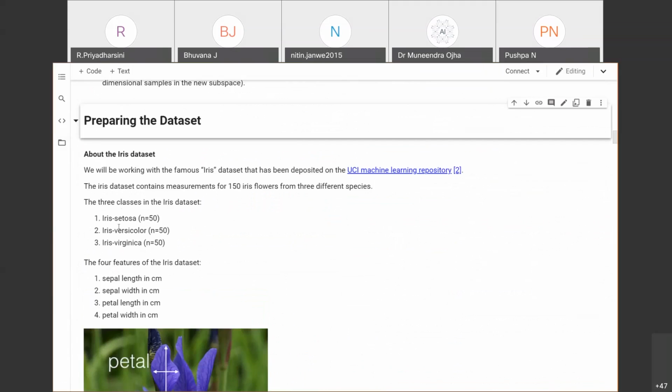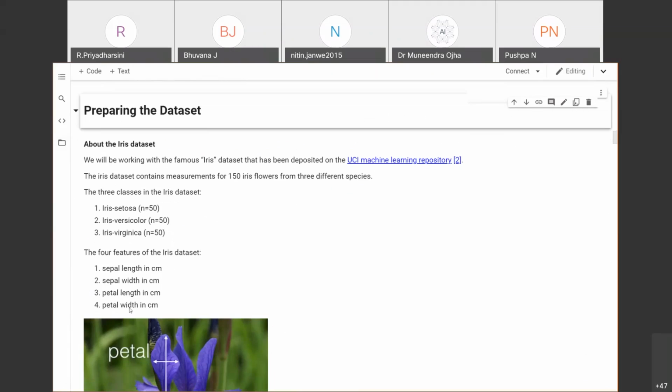We all know we have been doing iris. I think this is the hello world of machine learning, where we deal with the iris dataset. We have three classes: iris setosa, versicolor, and virginica. All of them have got 50 samples each, so a total of 150 samples are there. And then there are four features: sepal length, sepal width, petal length, petal width in centimeters.